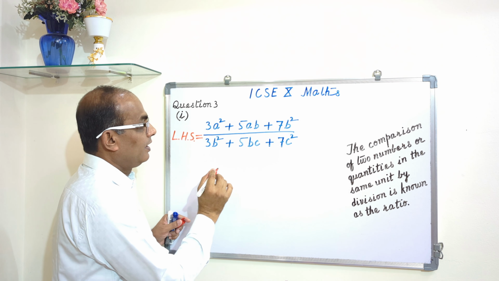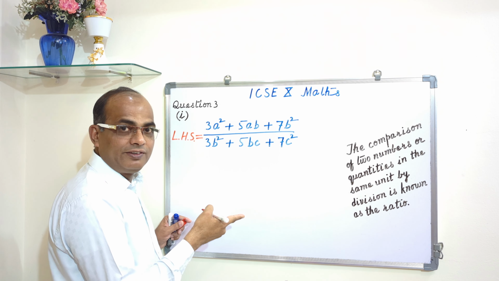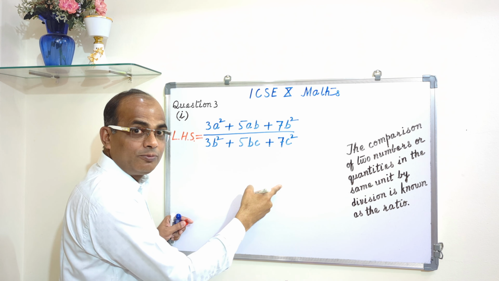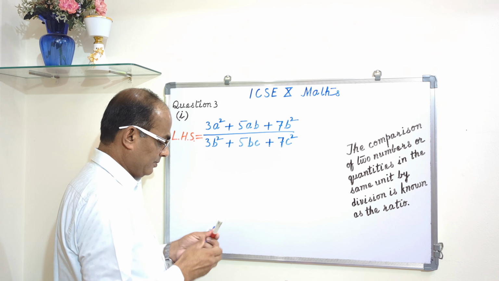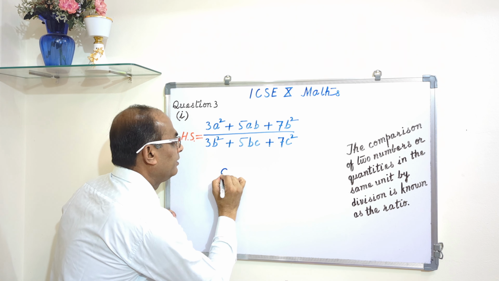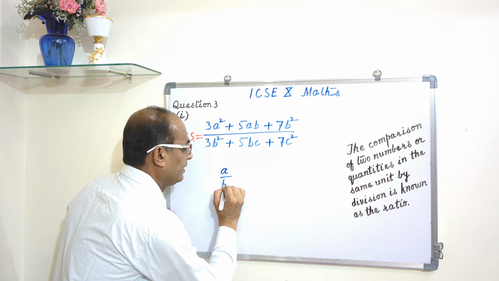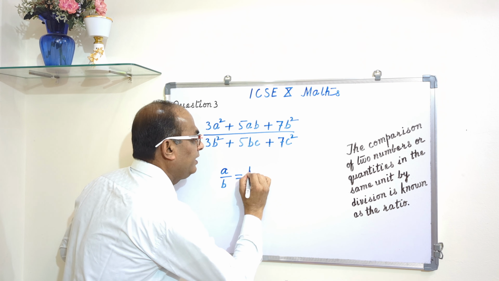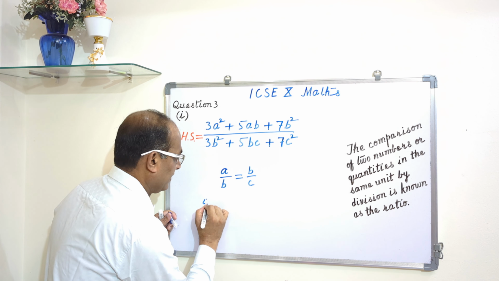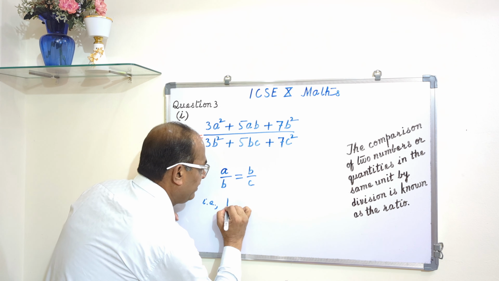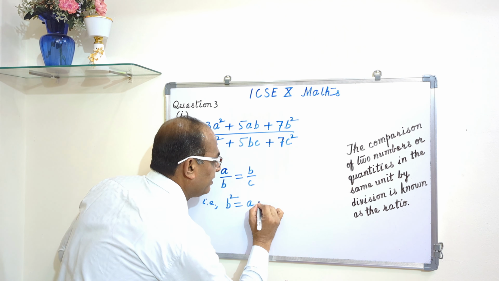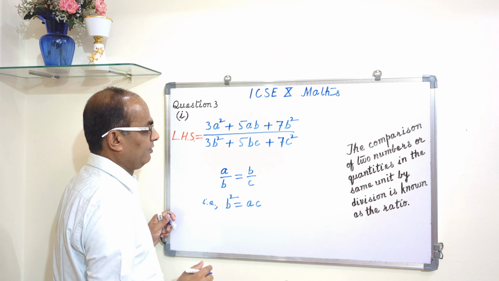First you write down, because it's given that A, B and C are in continued proportion, since A, B and C are in continued proportion, therefore A upon B is equal to B upon C. That is B square equal to AC. This result we know.